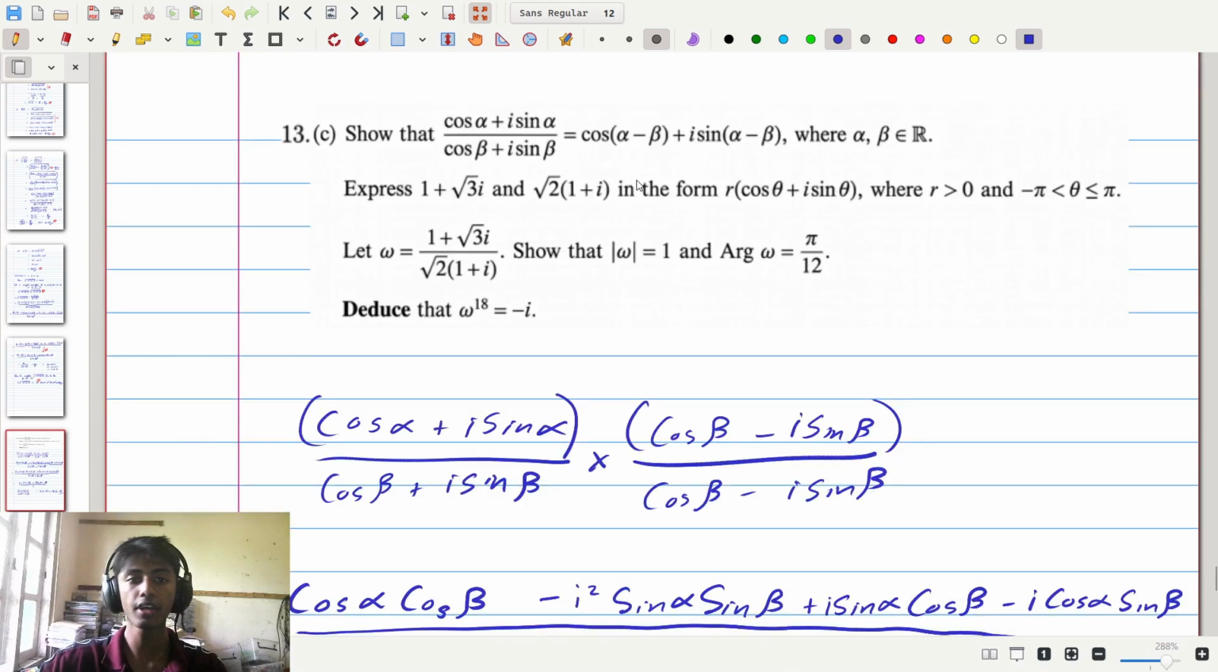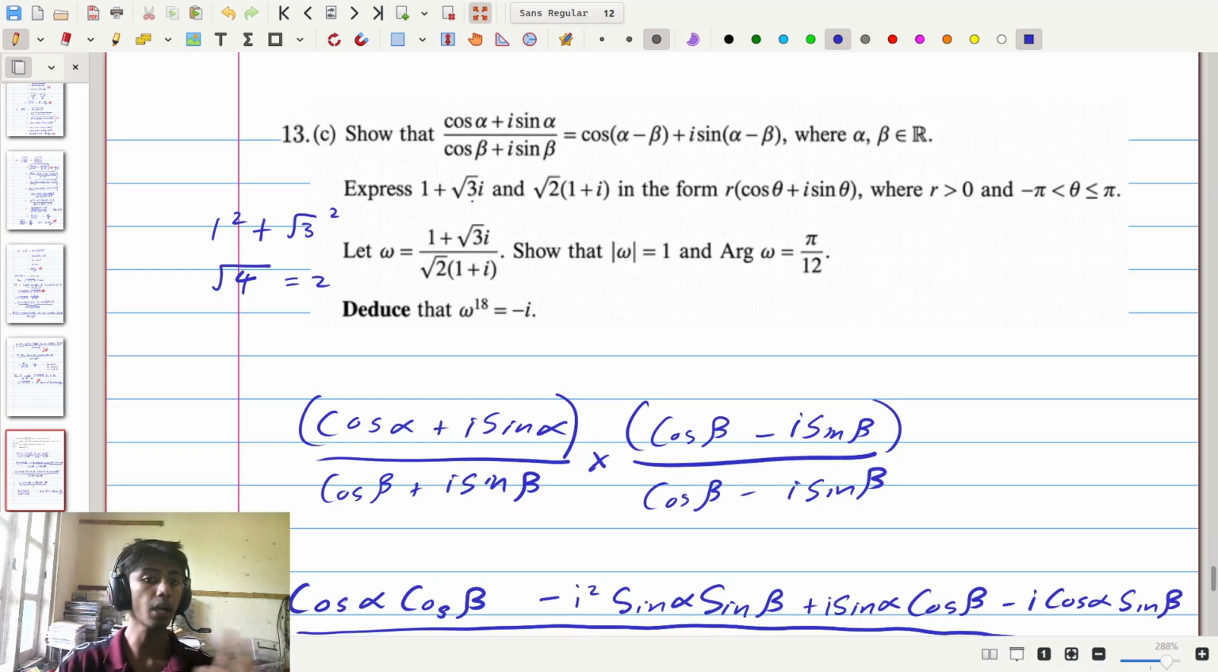The next part says express 1 plus root 3i and root 2 times 1 plus I in the form of r times cosine of theta plus I sine theta, where r is a positive value and theta is between negative pi and pi radians inclusive. For this, we need to take out the radius or modulus from each of these numbers. For the first number, the real part is 1, so that's 1 squared, plus root 3 squared, which is 1 plus 3, equal to 4. So the modulus squared is equal to 4, and therefore the modulus is the square root of 4, which is 2.